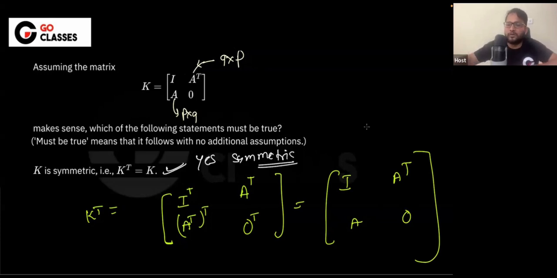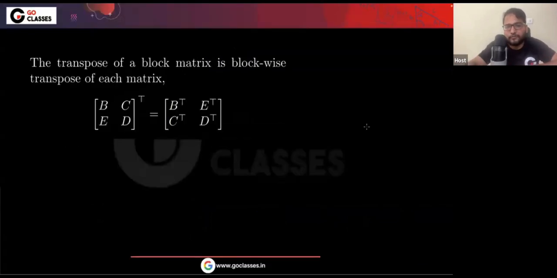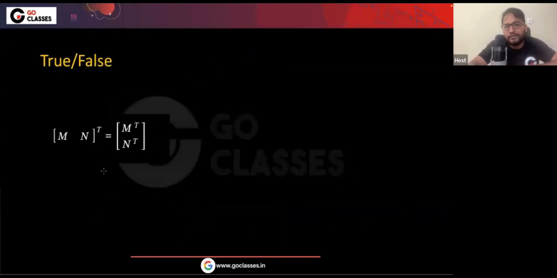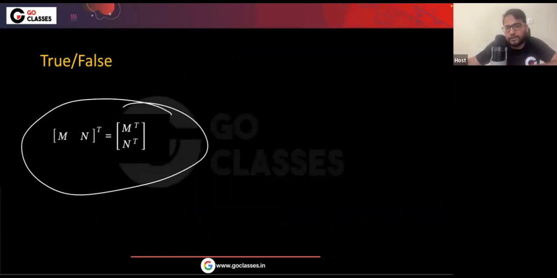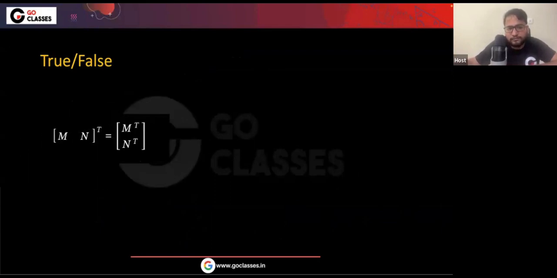Okay, easy question only. Now tell me, is this true or false? What they are saying is, if you have some block matrix which is like this, and you take the transpose of this, then you will be getting something like this. Is this true or false? So what do you think?